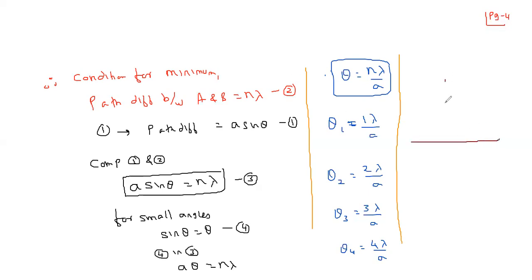So if you plot the graph of theta versus intensity, what do we get? This is a minimum. What will this minimum be? Lambda by a, because theta 1. This is the second minimum, 2 lambda by a. This is the third minimum, 3 lambda by a. Likewise, on this side also it is minus lambda by a, minus 2 lambda by a, minus 3 lambda by a. So at these points we are getting minimum intensity.